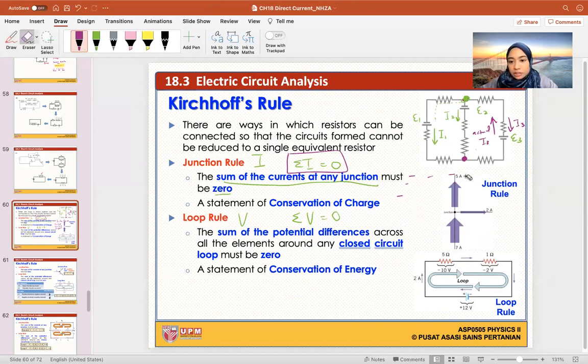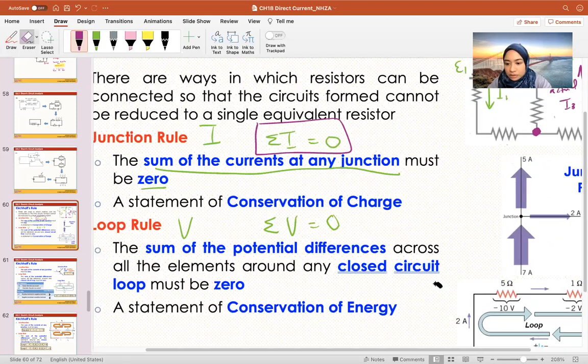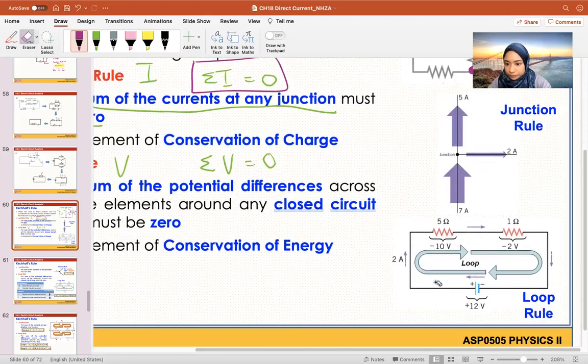So now we talked about the junction rule already. What goes in must come out. The sum is equal to 0. What about V? The sum of V must be equal to 0, or the sum of potential differences must be equal to 0. So this is called the loop rule.